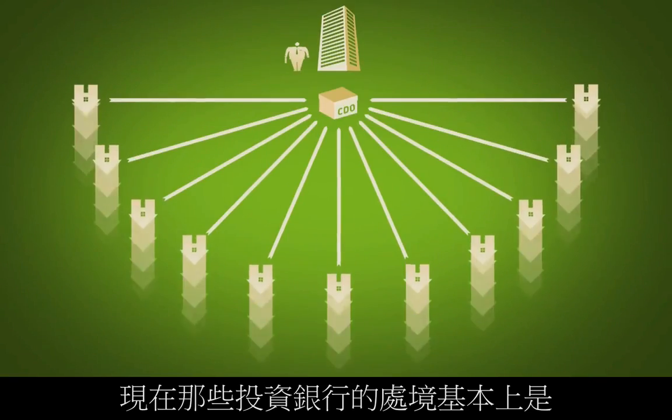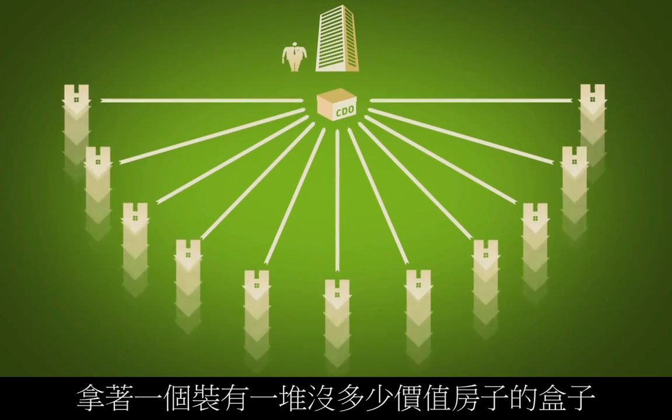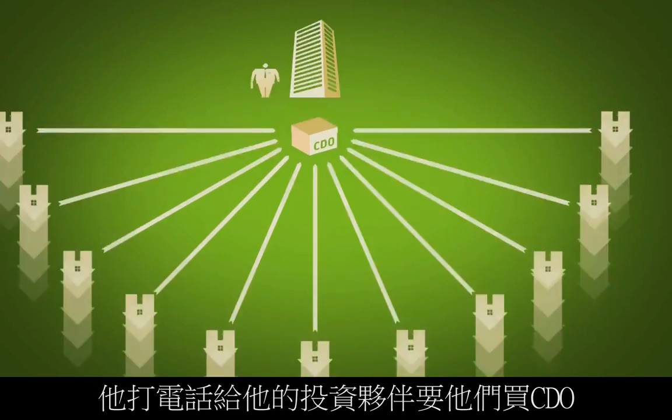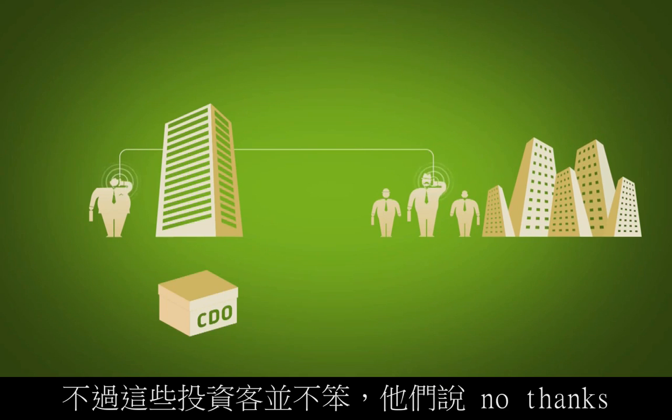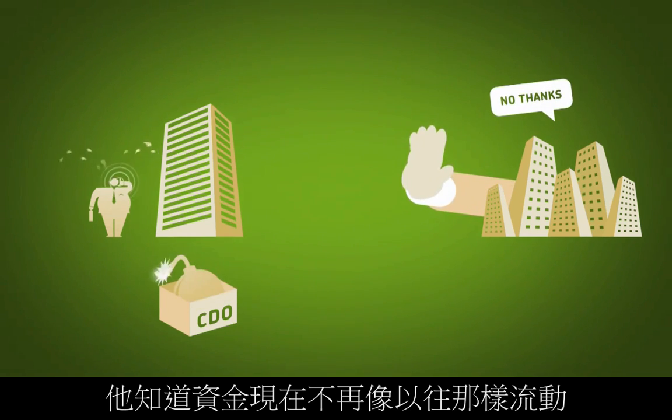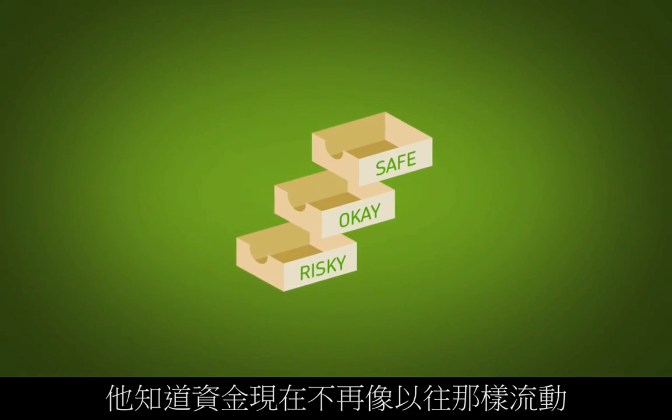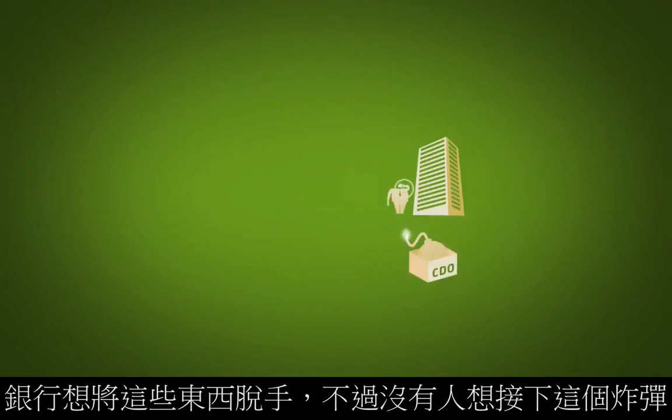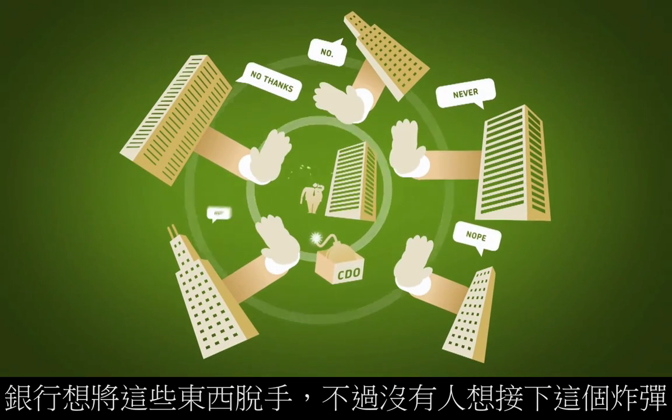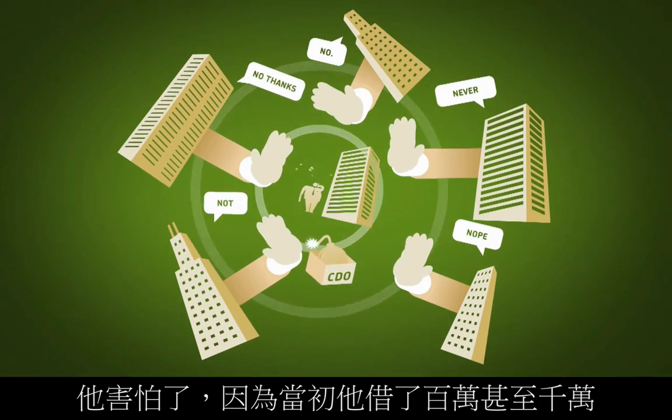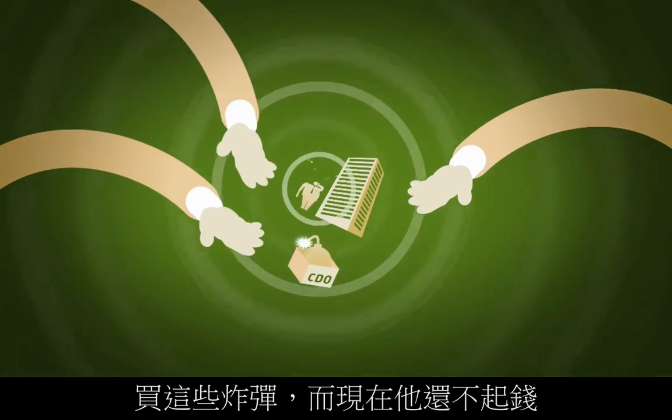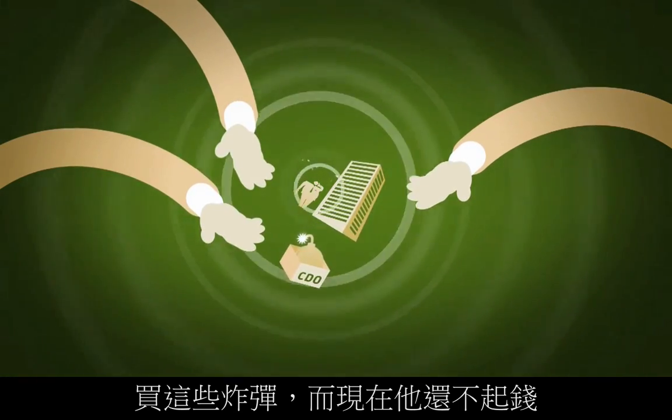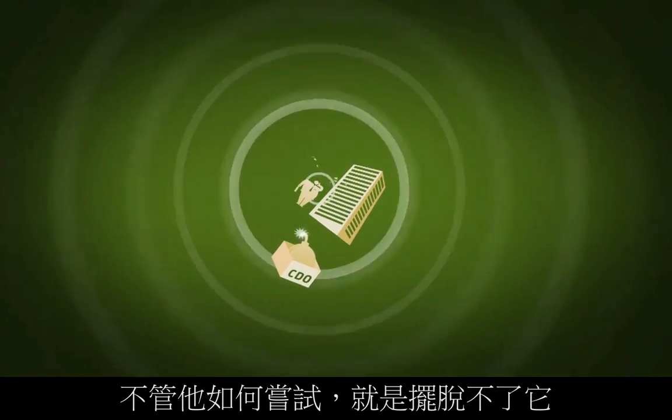Now the investment banker is basically holding a box full of worthless houses. He calls up his buddy the investor to sell his CDO, but the investor isn't stupid and says, no thanks. He knows that the stream of money isn't even a dribble anymore. The banker tries to sell to everyone, but nobody wants to buy his bomb. He's freaking out because he borrowed millions, sometimes billions of dollars to buy this bomb, and he can't pay it back. Whatever he tries, he can't get rid of it.